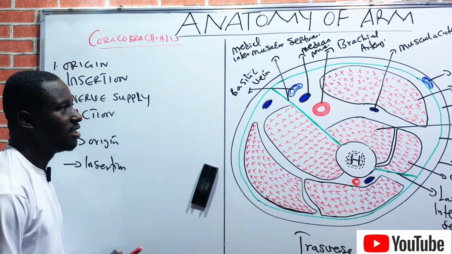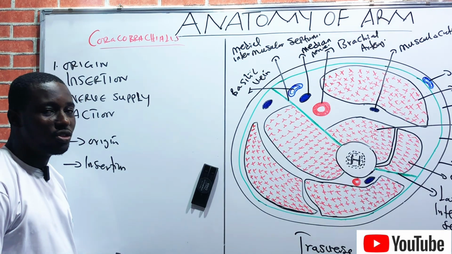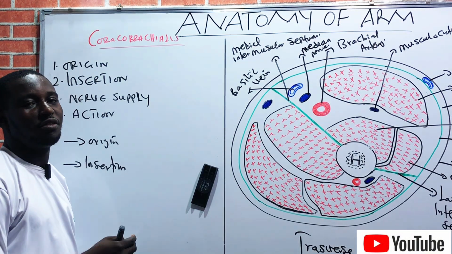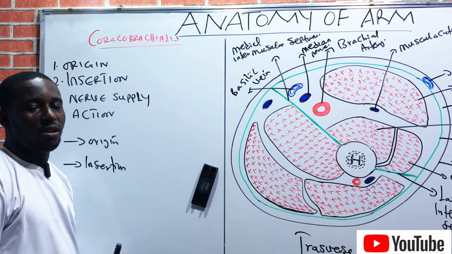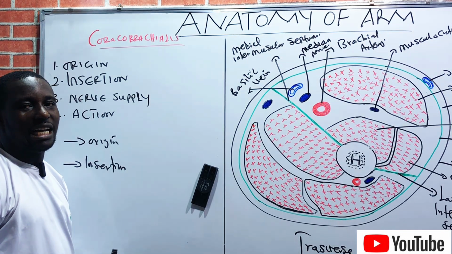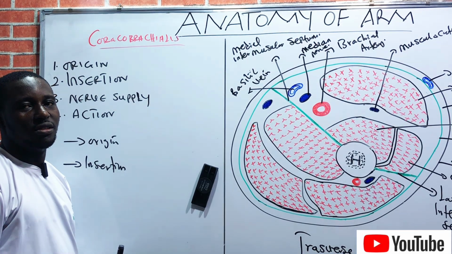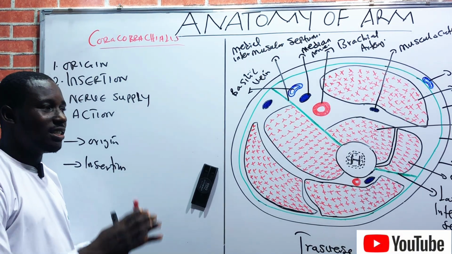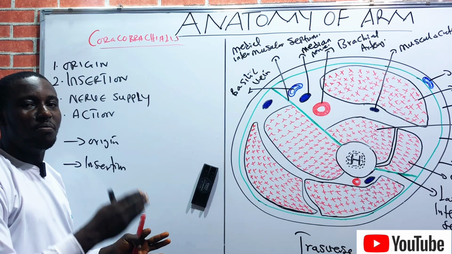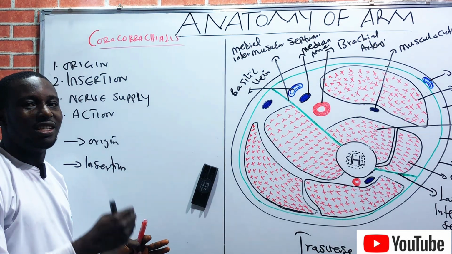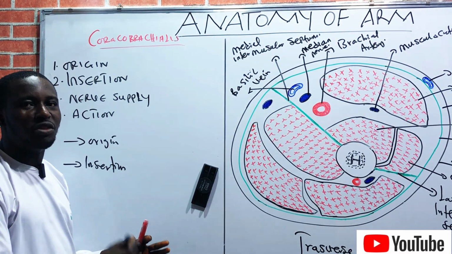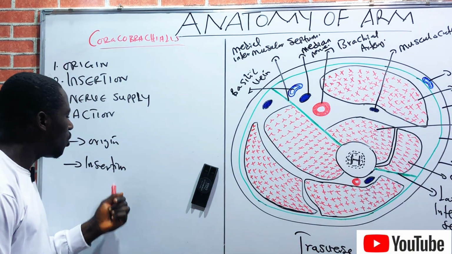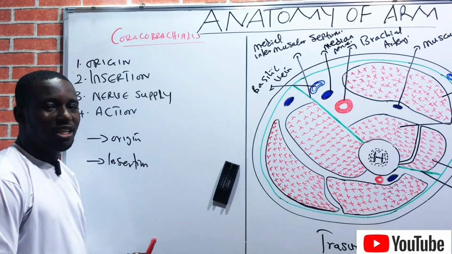Number two is the insertion. The coracobrachialis is inserted on the mid shaft of the medial border of the shaft of the humerus. It is inserted at the middle of the medial border of the shaft of the humerus. That is where it is inserted. Recall that the insertion of the coracobrachialis is a landmark.